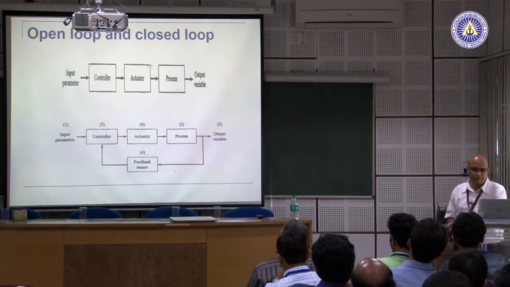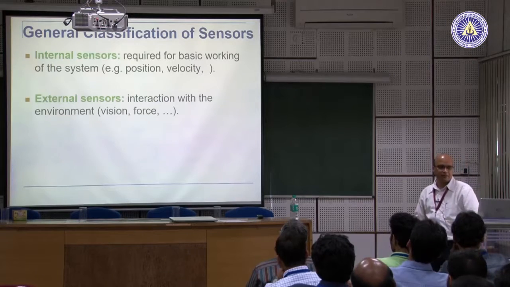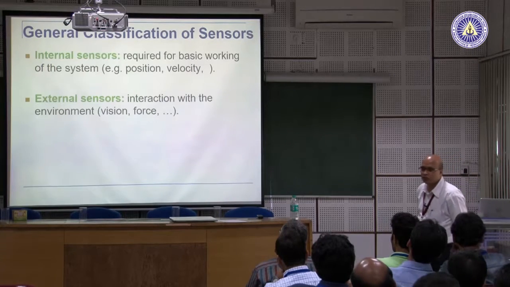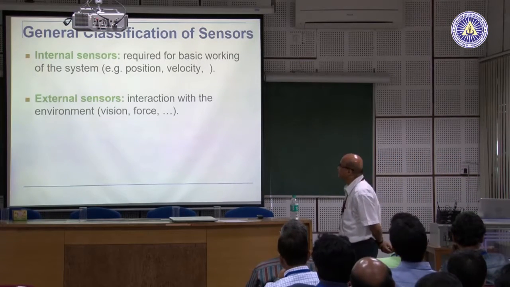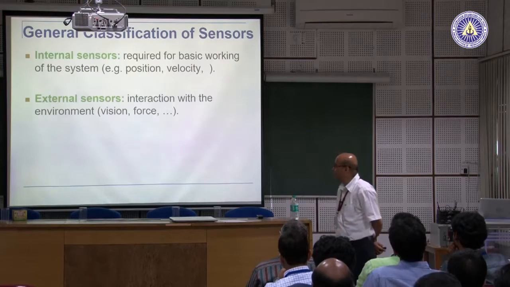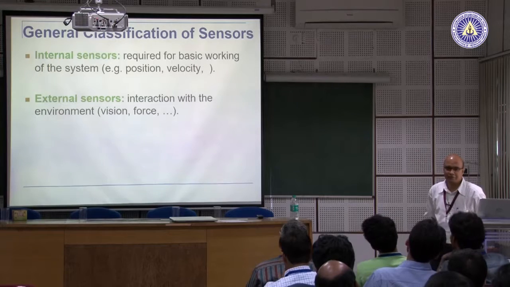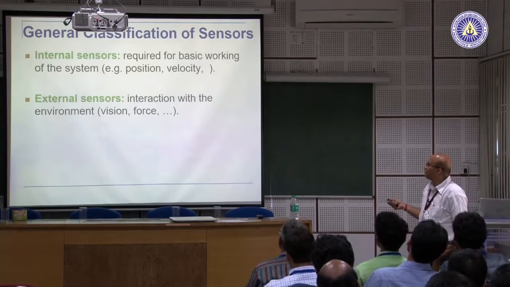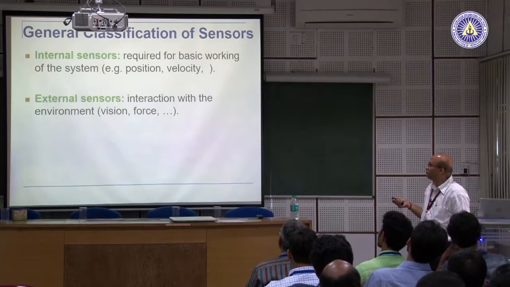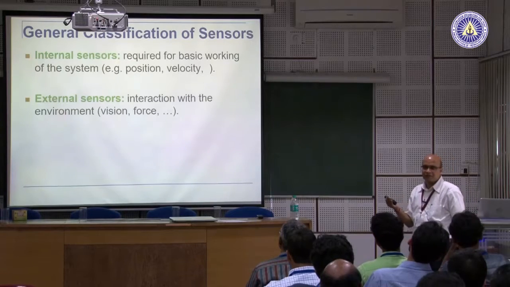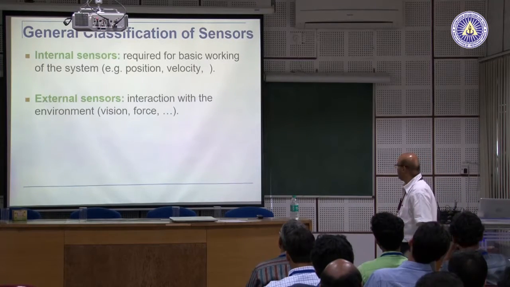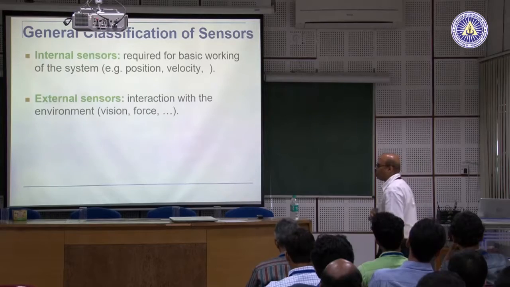Okay. Now the general classification of sensors is divided into two classes. One is internal sensors, which are required for the basic working of the system, and there are external sensors, which are required for interaction with the environment. Internal sensors are required for the basic working of the system, without which the system cannot function. Say for example, in a robotic arm, we will have sensors and actuators at different points.